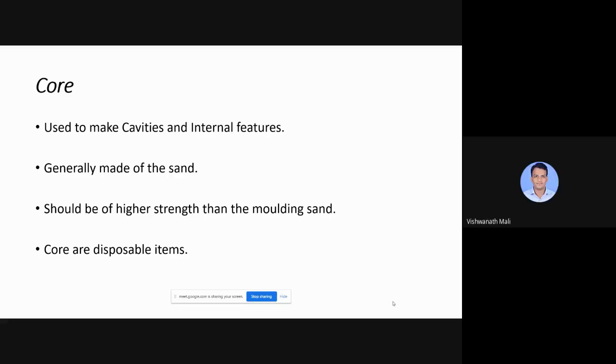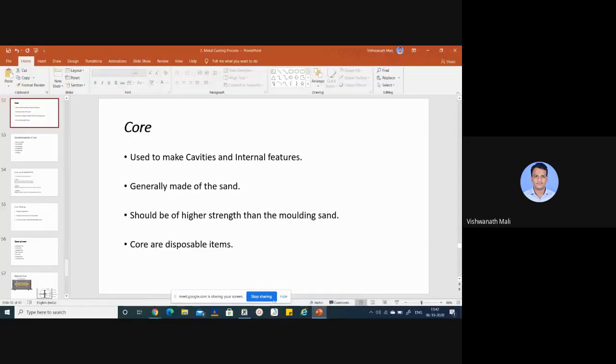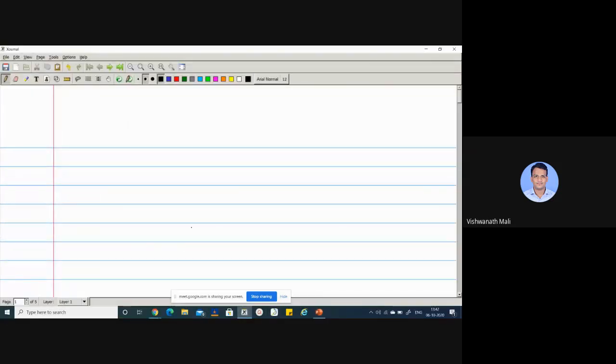Now this core is made up of sand. We use some binder, we use additives, that part we will see. But it does not contain clay. Why it does not contain clay, that also we will see. So generally, this core is made up of sand. Now we will take a quick overview of how cores are made and how we get the final part using the core. Already we have discussed this.